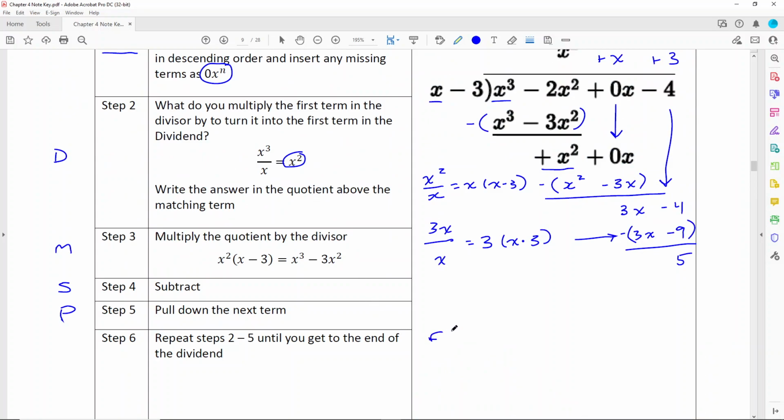In other words, if I plug in 3 for x, remember, solve the factor, I get 3 cubed minus 2 times 3 squared. I don't need the 0x term, minus 4. If I plug that in, 3 cubed is 27, minus 2 times 9, minus 4, I get 5. It's a good way of knowing you did it right. I mean, if you get the right remainder here and it matches the remainder you got with the remainder theorem, you know you did pretty good. Okay, I don't think there's a way of doing it wrong and getting the right remainder.